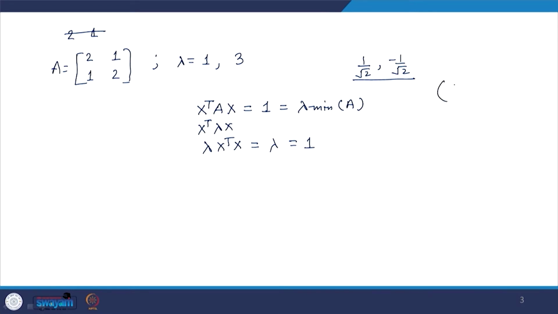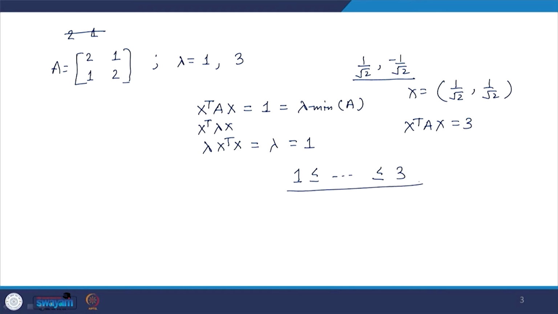Similarly, if I take x as 1 by root 2 and 1 by root 2, then x transpose A x will become 3, which is the bigger eigenvalue of A. If you take any other x, then this value x transpose A x will lie between 1 and 3. It will not go beyond 1 and 3 for all non-zero vectors x.